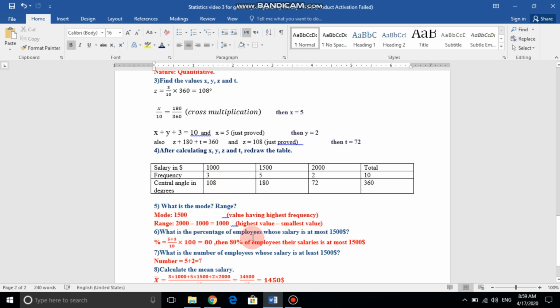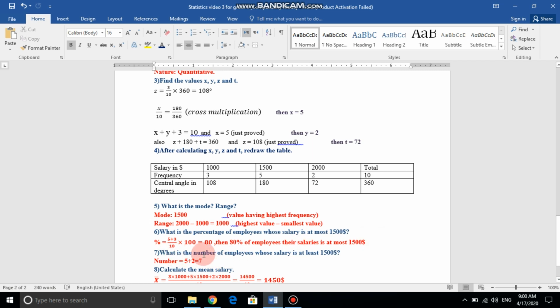What is the percentage of employees whose salary is at most $1,500? What do you mean by at most? At most means less than or equal to $1,500, which means the employees that have a salary equal $1,000 or $1,500, which is equal 3 plus 5 equals 8. To calculate their percentage, 8 divided by the total, which is 10, multiplied by 100, so you will get 80%. Then 80% of employees have a salary at most $1,500.